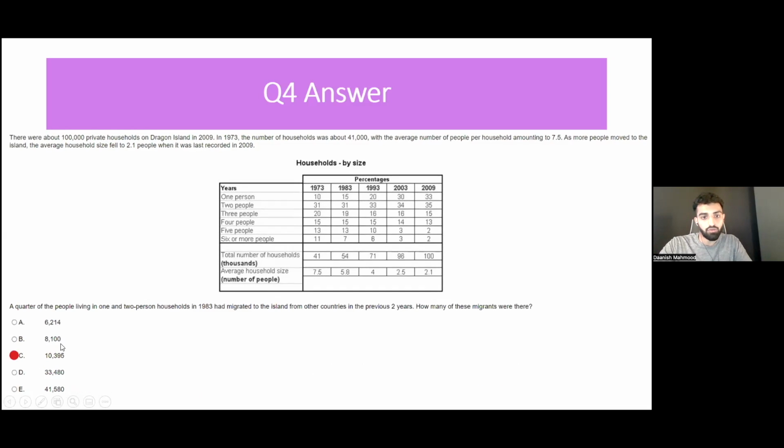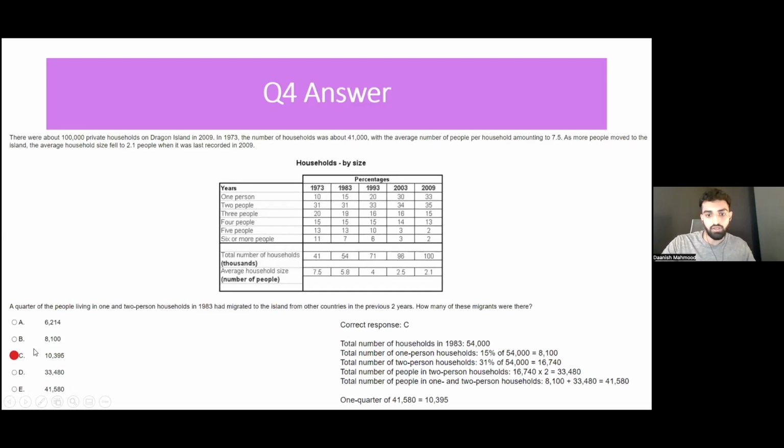And question four, the correct answer here was C, 10,395. I don't expect any of you to have gotten this question, to be honest. If you did, well done. But this is a long question. Look how many calculations there are. There's one, two, three, four.